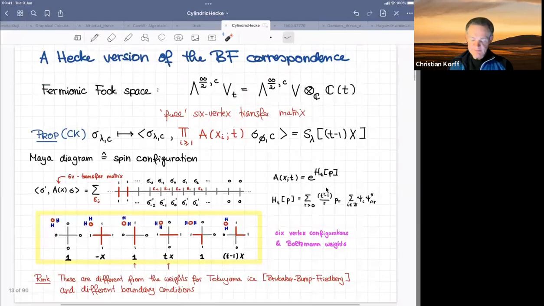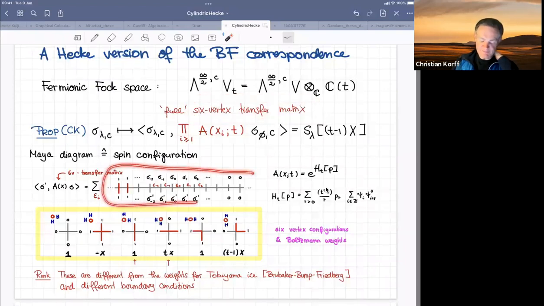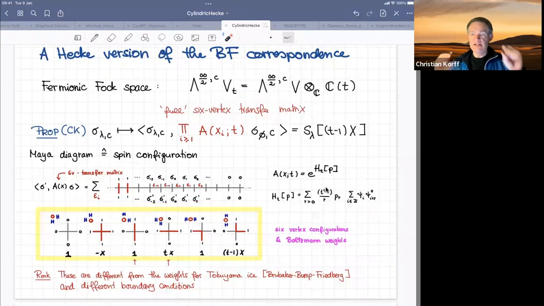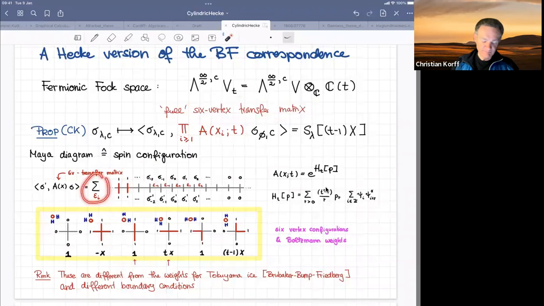And now the statement is that I change the boson-fermion correspondence by taking matrix elements of what I call the six-vertex transfer matrix. So this is just the sum over all possible lattice configurations. I have this one-dimensional infinite lattice, which has a Maya diagram on top and a Maya diagram on the bottom. And then I try to connect this with all possible six-vertex configurations, and I sum over these.